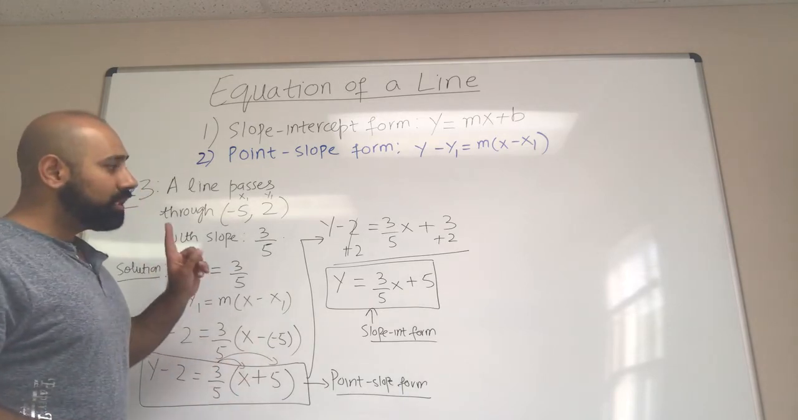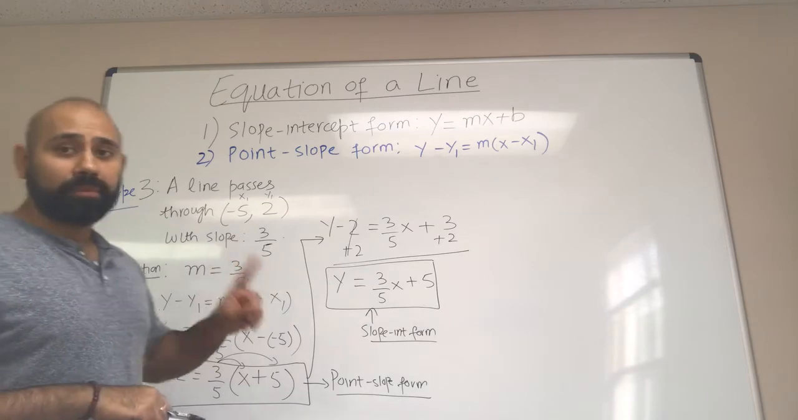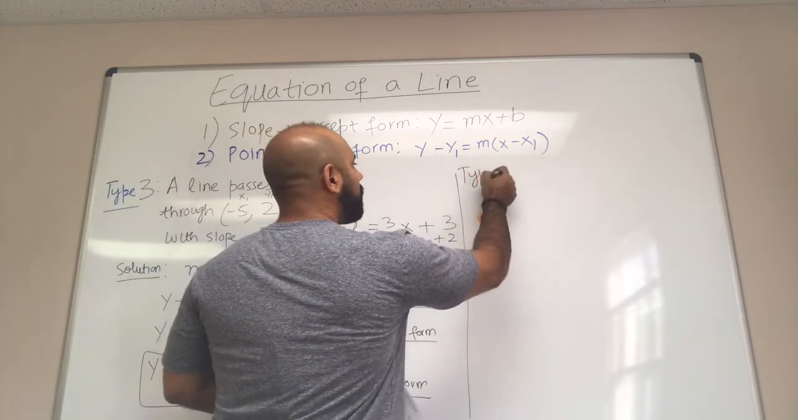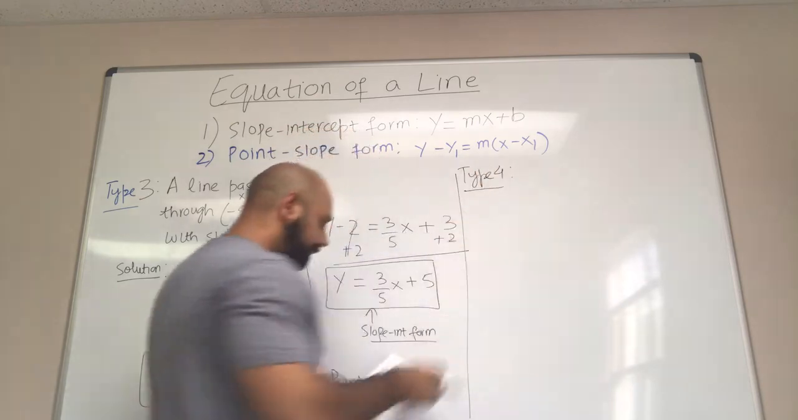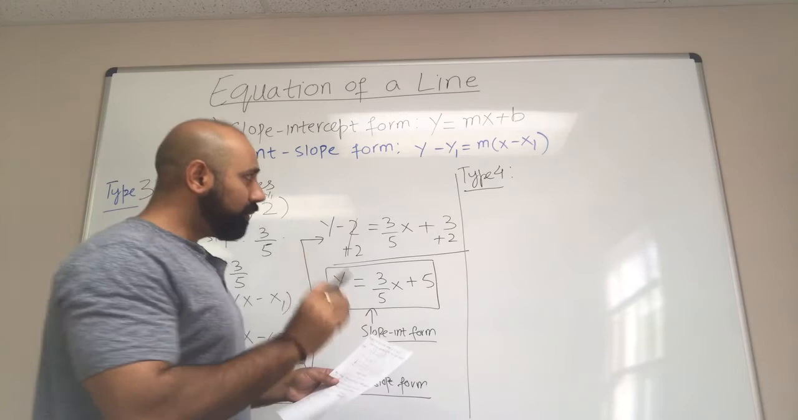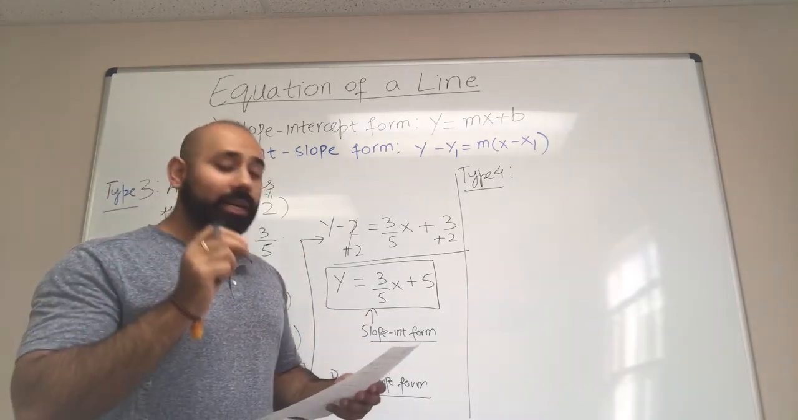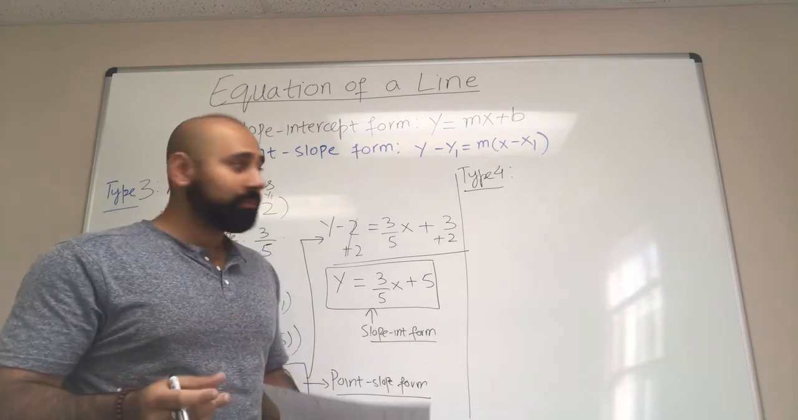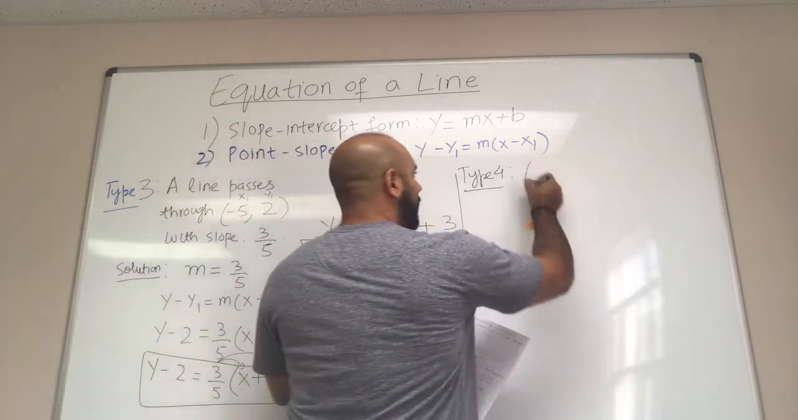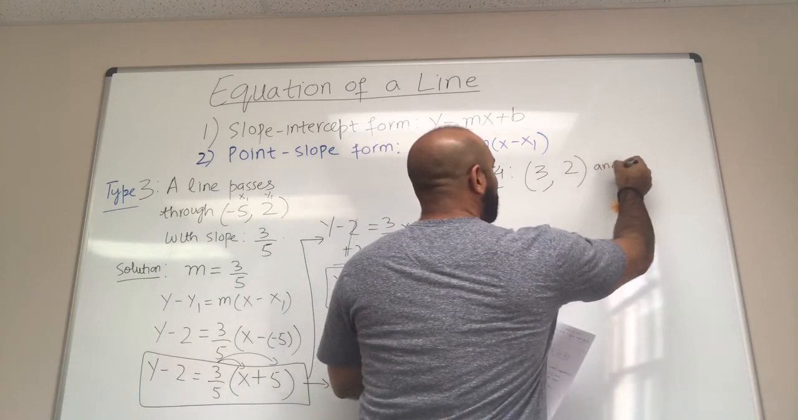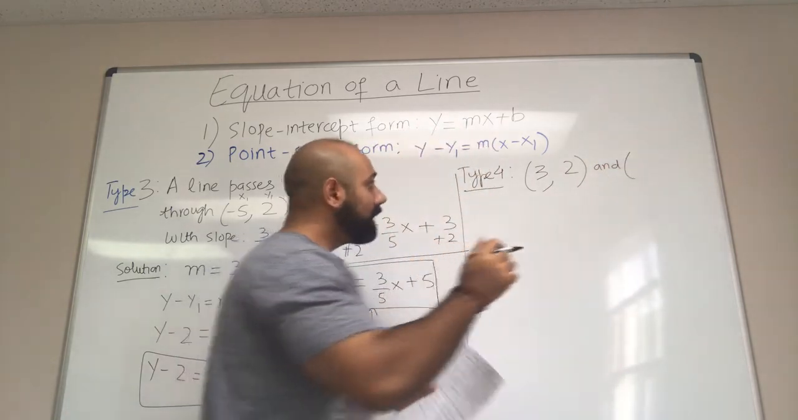Let's move on to the last type, which is type number 4. Let's go ahead and do the type number 4. So type 4, and again, I'm going to use an example. So for type 4, we have 2 points that are already provided to us, and using those 2 points, we want to write an equation of a line. So the 2 points that I have here is (3, 2), and my other point on the line is (5, 8).